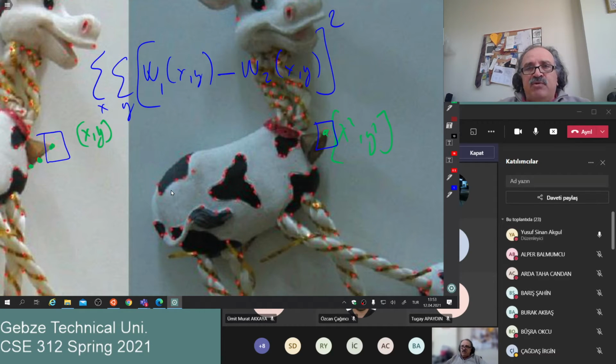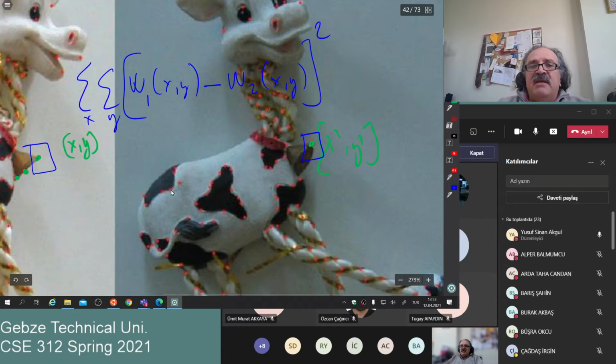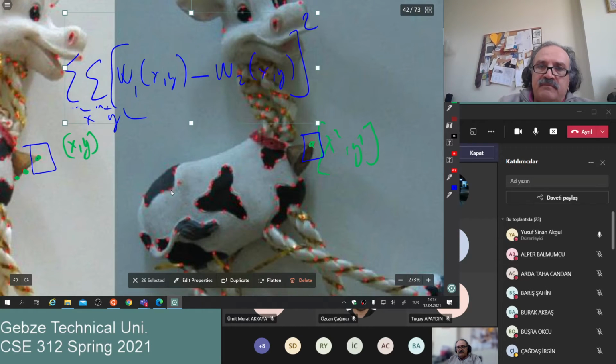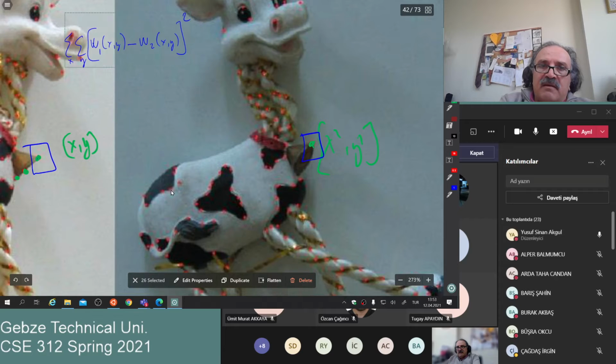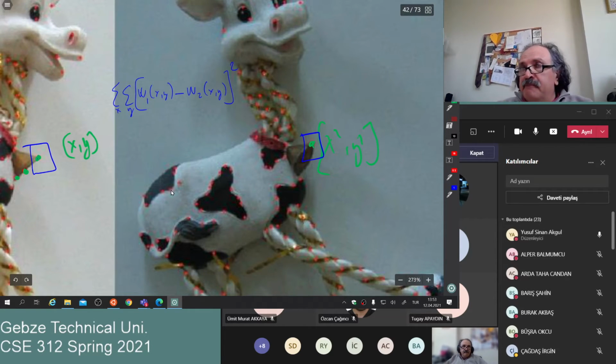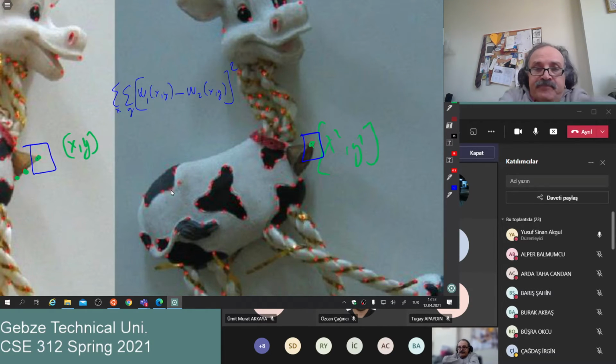What is the problem with this approach? What is the problem with taking the difference between these two? If the difference is so small, I would say these two windows are very similar and that's a match. So what is the problem? Anybody?